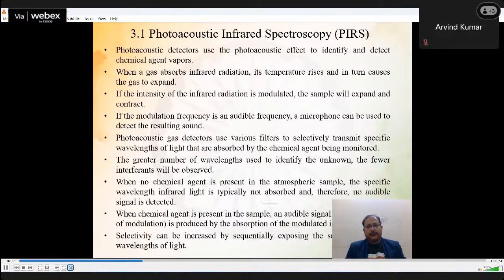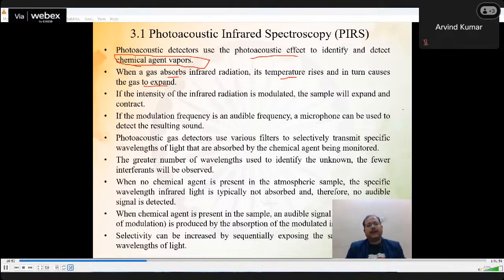So now PIRS, photoacoustic infrared spectroscopy. First we will focus on how photoacoustic infrared spectroscopy works. Photoacoustic detectors use the photoacoustic effect to identify and detect chemical agent vapors. When a gas absorbs infrared radiation, its temperature rises and in turn causes the gas to expand. This is the basic mechanism: infrared radiation is a form of temperature increase, so the temperature rises and causes the gas to expand.